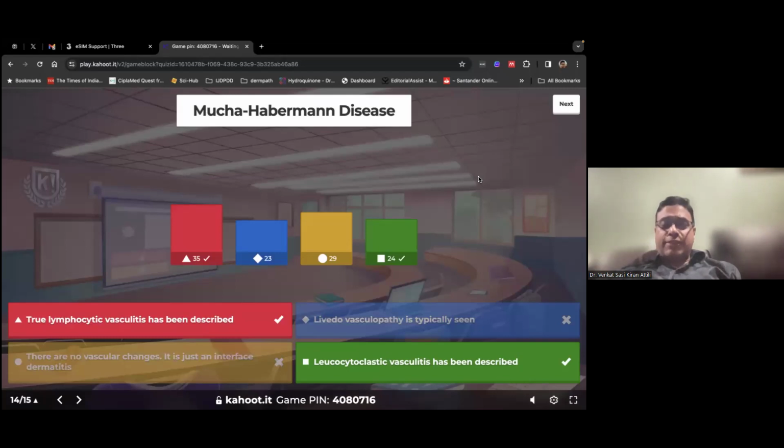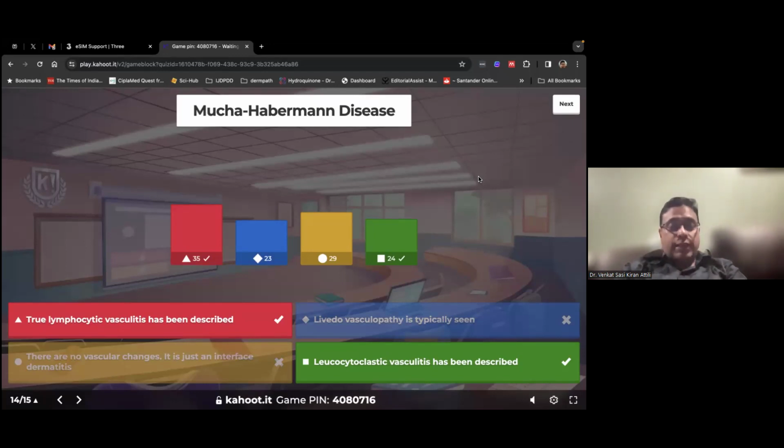Right. The correct answer is actually leukocytoclastic vasculitis. Mucha-Habermann disease is pityriasis lichenoides et varioliformis acuta with ulceration, and leukocytoclastic vasculitis is what has been described in it. Lymphocytic vasculitis is not common in this. Livedo, though, it has been described.